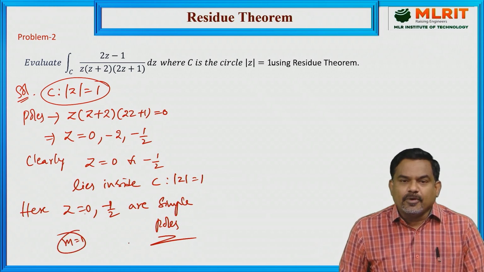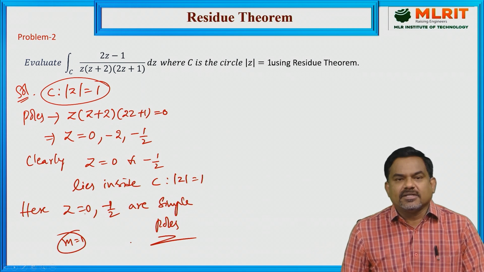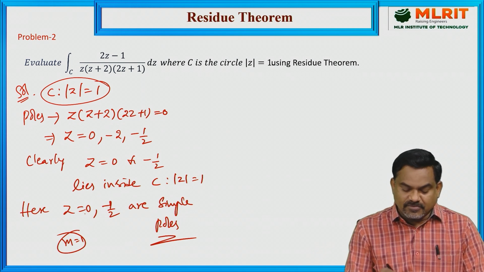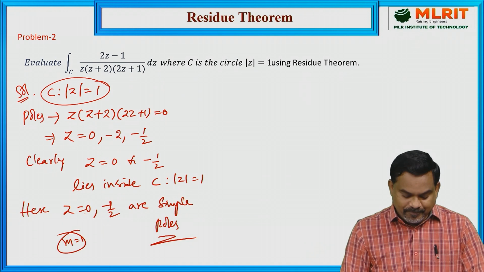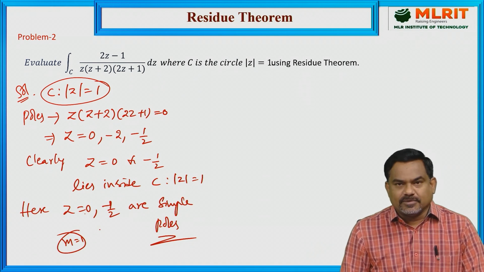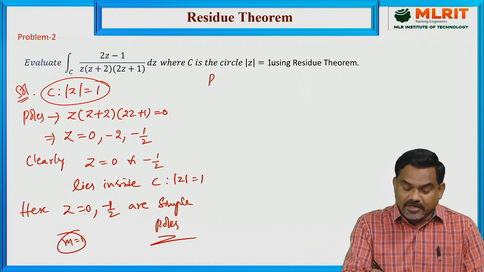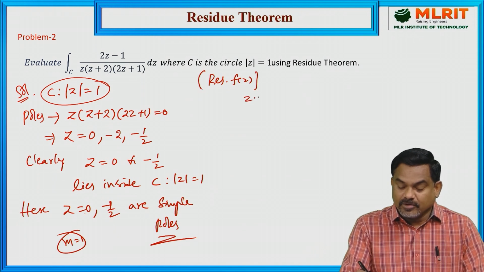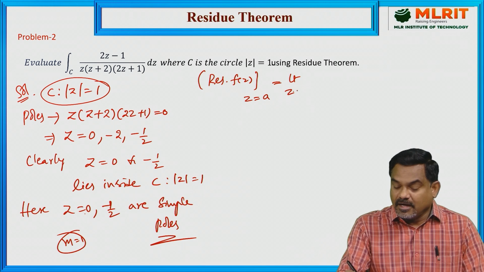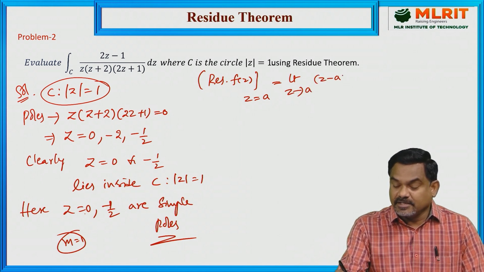What is a simple pole? A pole of order 1 is called a simple pole. Here 0 and minus 1 by 2 are non-repeated roots, so they are called simple poles. Now we need to find the residue of f at z equal to a, which is a simple pole. So simply the formula is limit z tends to a, z minus a into f of z.